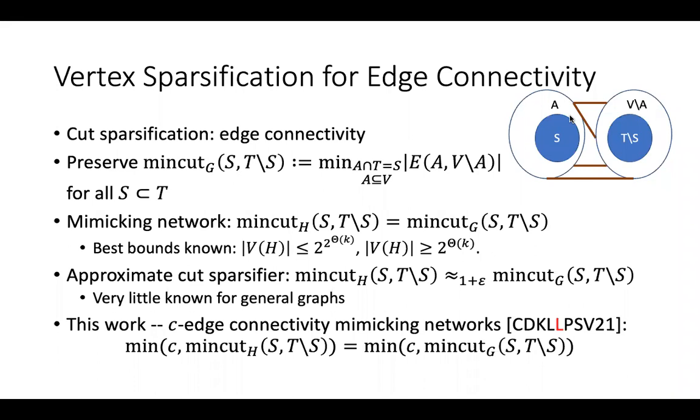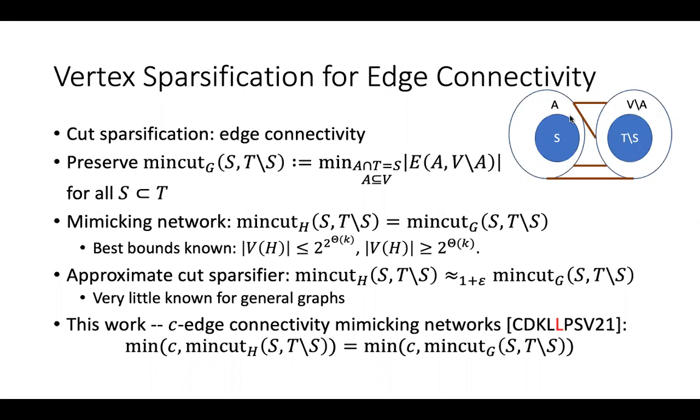If you ask for approximate notions, where I just want to maintain every cut to a 1 plus epsilon factor, very little is known in general. No lower bounds are really known that are better than linear in K, and for upper bounds, I don't know of anything really better than exponential or doubly exponential. So it's a kind of wide open problem.